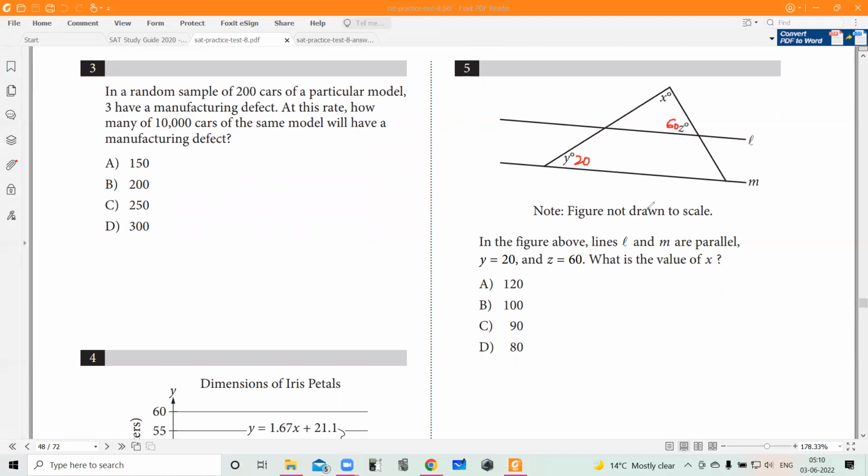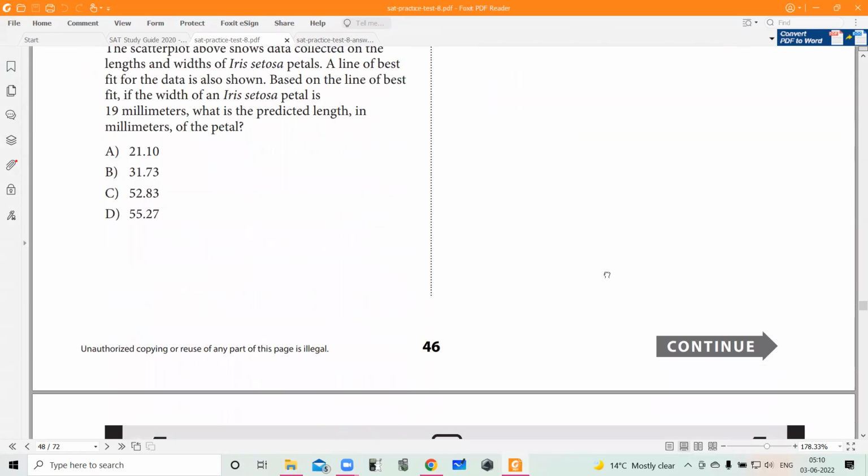20, 60, which means, wait, Z is equal to 60? Mhm. Well, isn't this parallel? The lines L and M are parallel, so that angle is also 20. Right. So that's 80. So X is equal to 100, which is option B. Right. Good.